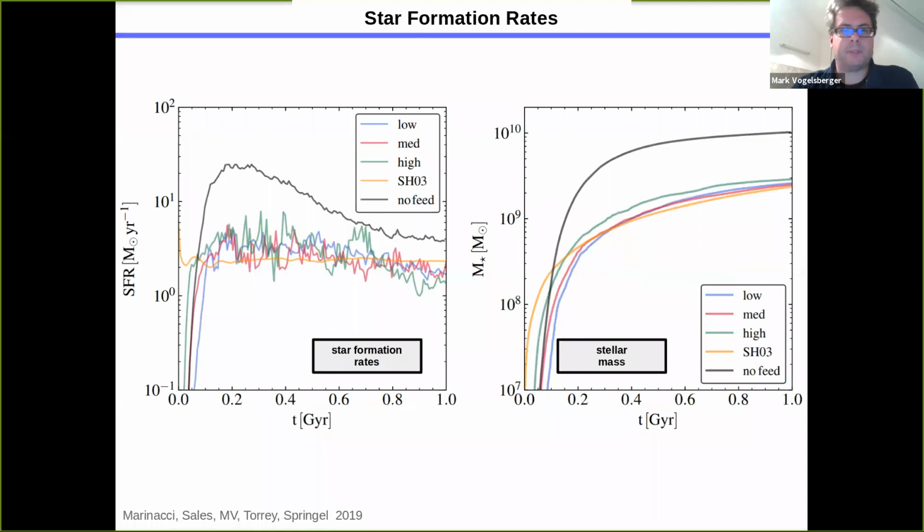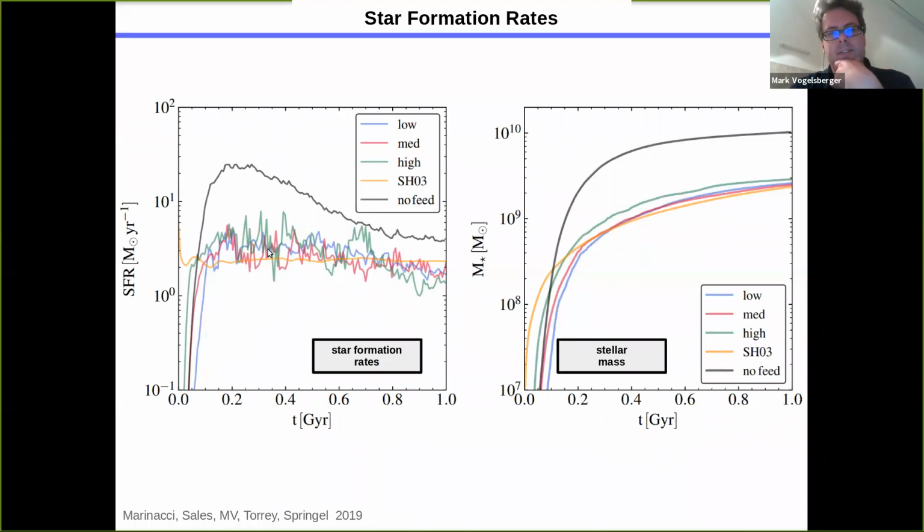And last but not least, you can also look at the star formation rate and the integrated stellar mass. This is an interesting plot for a couple of reasons. First of all, if you just focus on the left panel, the gray line here is the line without any feedback. And this is a well-known result: you get far too much star formation because you don't have any feedback.